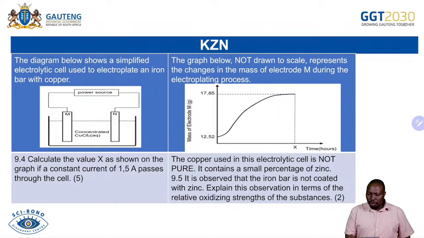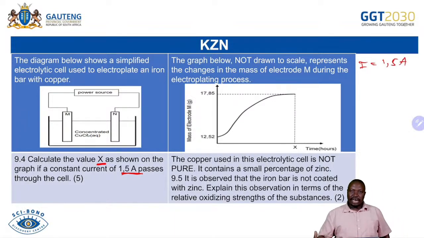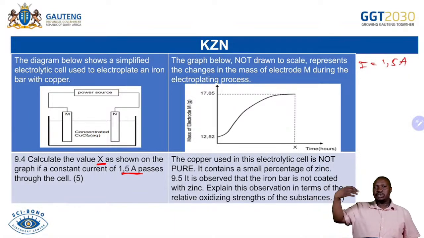Now, as I move towards the completion of our lesson, in this question they're saying calculate the value of X. So you can see that this question is not going anywhere. Calculate the value of X as shown on the graph if a constant current of 1,5 amperes is passing through the cell. So already you can see that current is given. Current is 1,5 amperes.